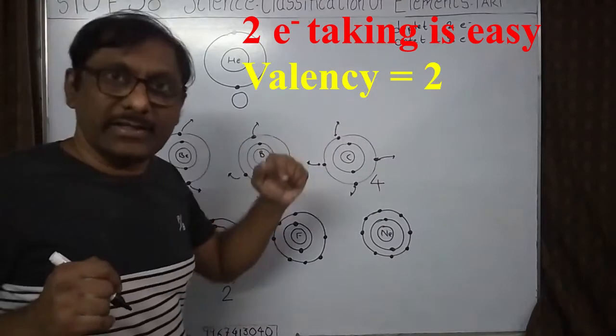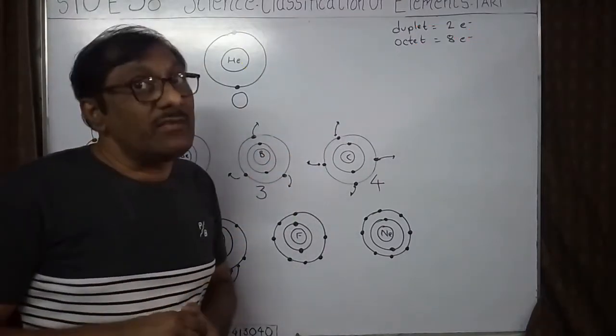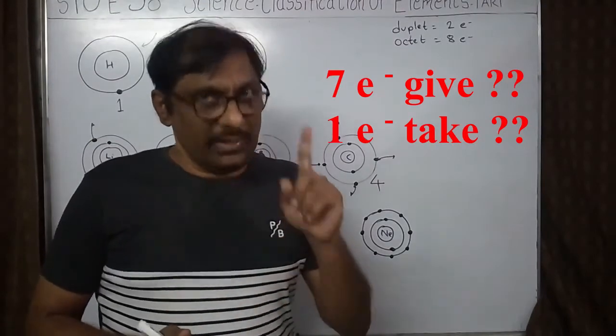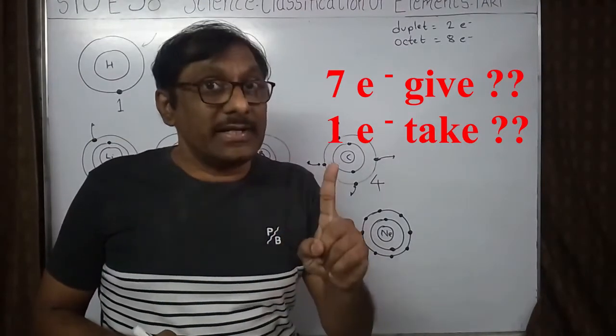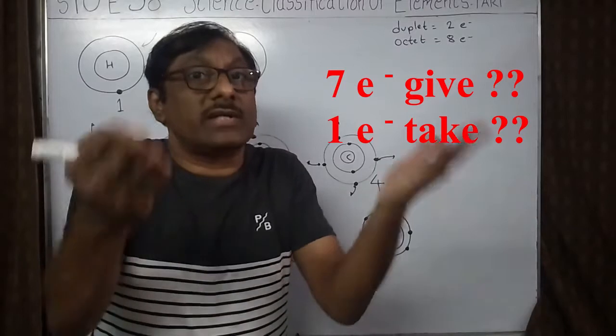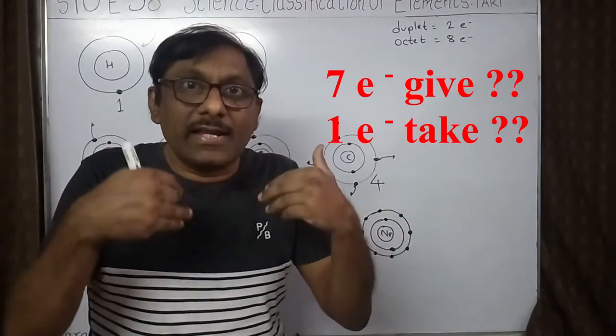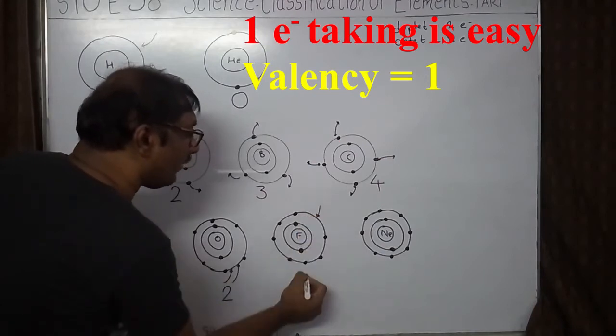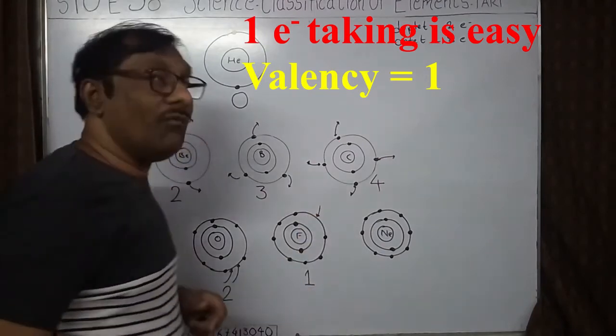That is octet. Look at fluorine. It has 7 electrons in its outermost orbit. 7 plus how much is 8? 1. 7 plus 1 is 8. So will it give 7 electrons or take 1? It will take 1. So it will borrow that 1 electron from someone. The number of electrons borrowed is 1.